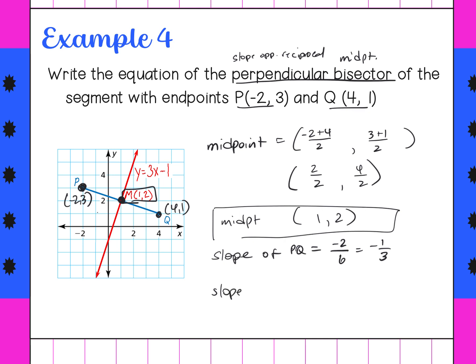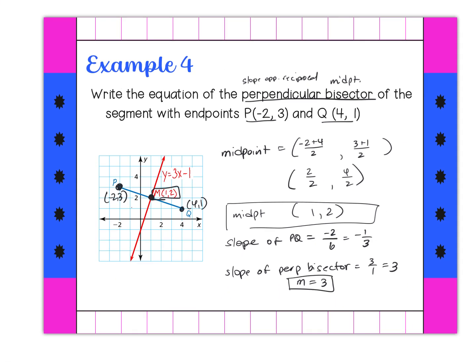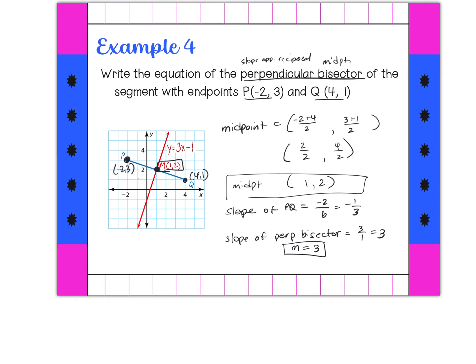So the slope of the perpendicular bisector is going to be the opposite reciprocal of that, which is going to be positive 3 over 1, or just 3. So I know my slope is 3. So if you think about it, I have to write the equation of a line that goes through 1, 2 and has a slope of 3.